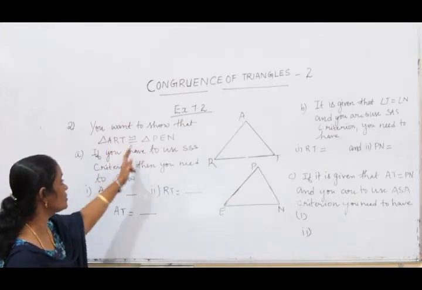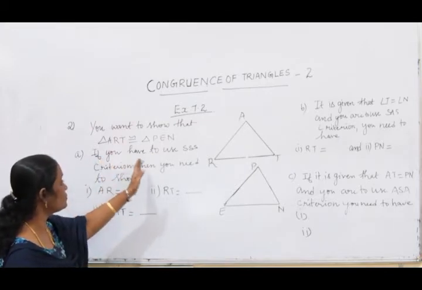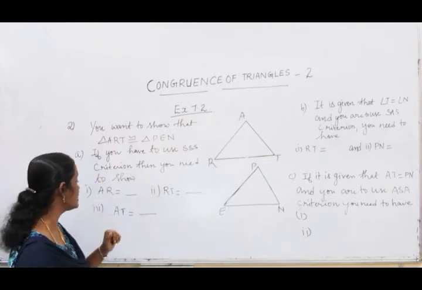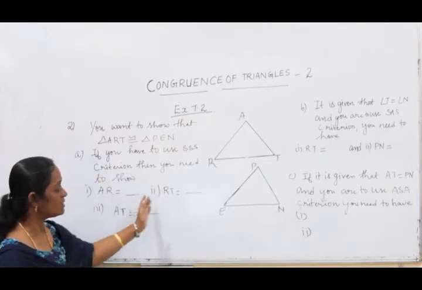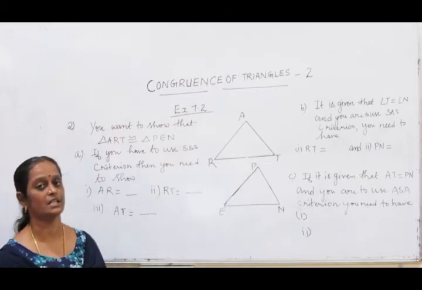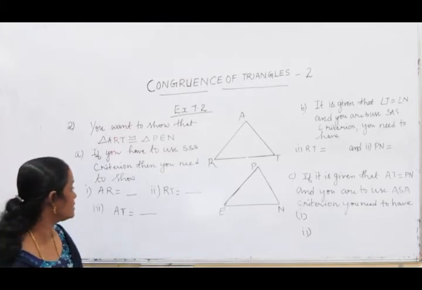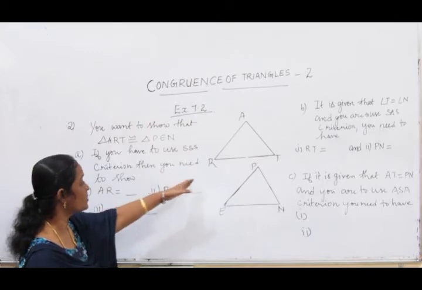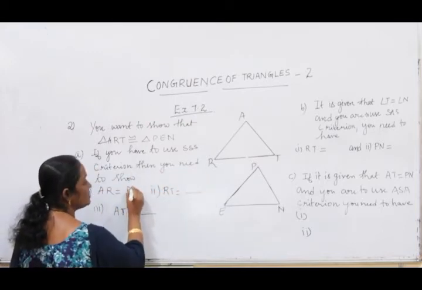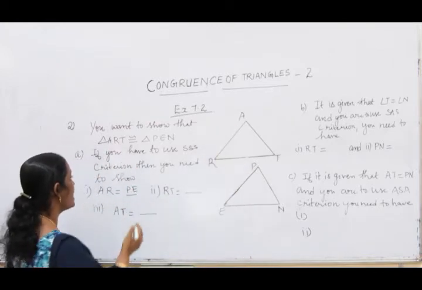Triangle ART is congruent to triangle PEN. Number 1: if you have to use the triple S criterion, then you need to show which sides are equal. Triple S criterion means all the three sides of one triangle are equal to all the corresponding three sides of another triangle. So here AR corresponds to which side? AR corresponds to PE. AR corresponds to PE.